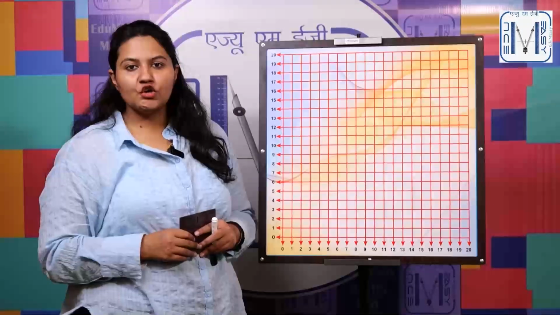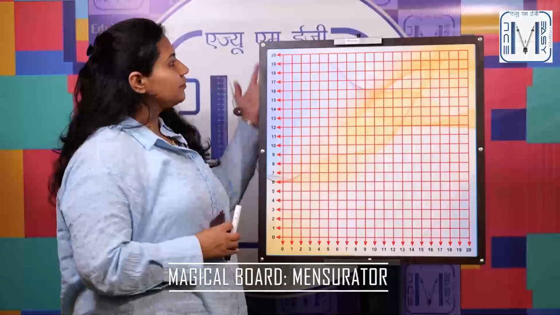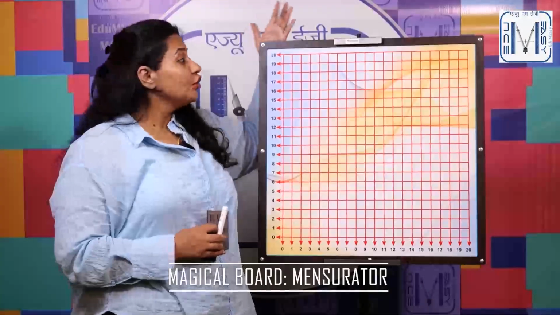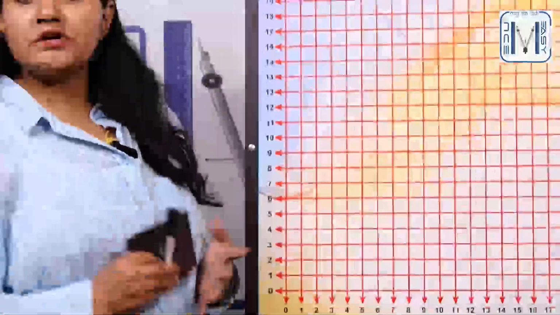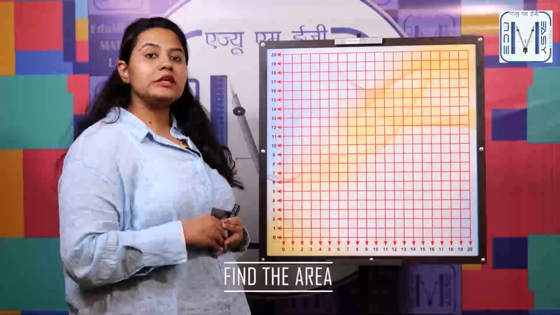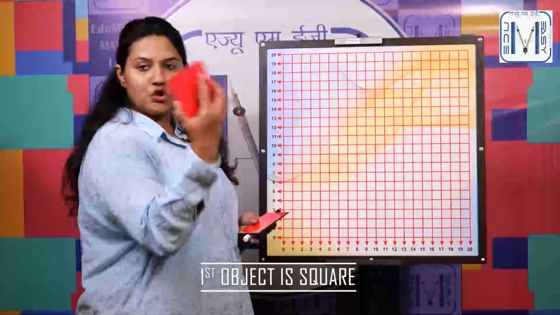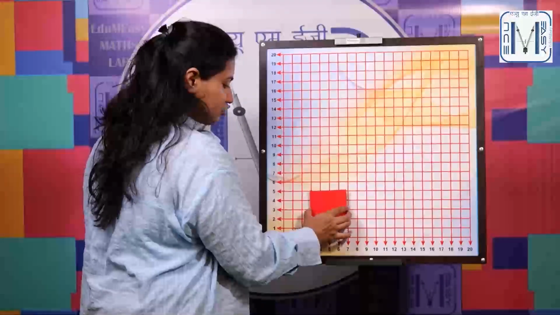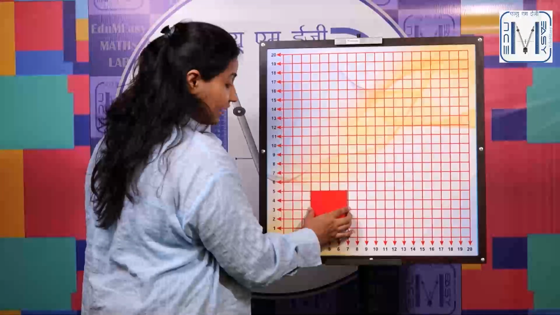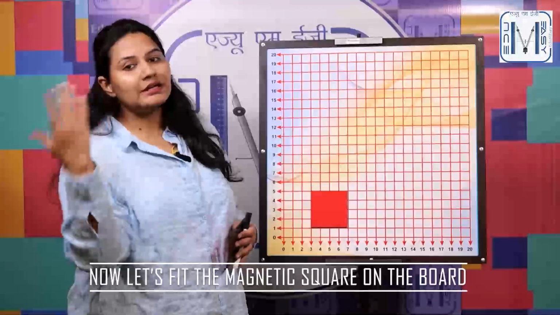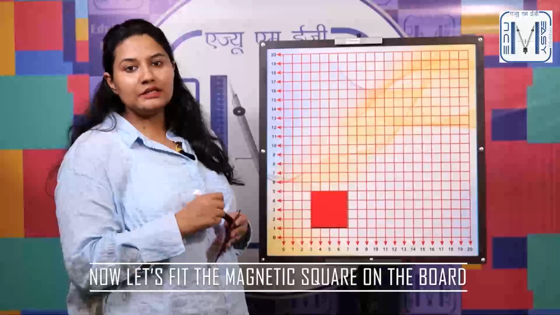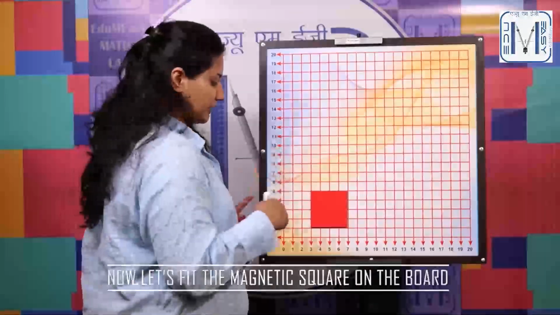Hello everybody. So let's look at the experiments that can be performed on this magical board called the Mensurator. First set of experiments are going to find the area and perimeter of different objects. So our first object will be a square. I'm putting a square on this board, and you know these are all magnetic. You don't have to make any different kind of arrangements to paste them.